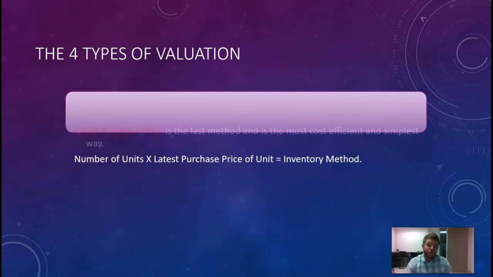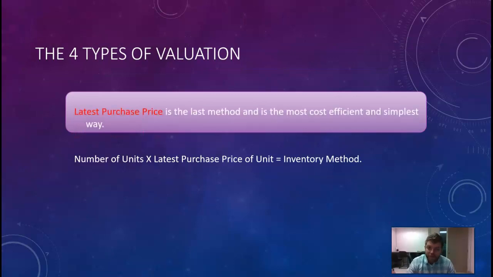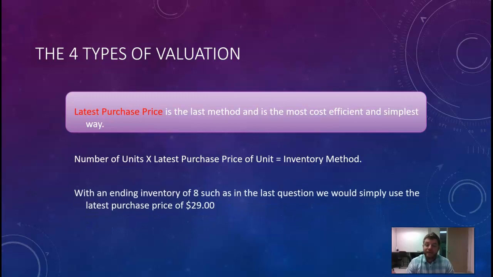And then we have another one, which is probably the most commonly used valuation method, which is the latest purchase price. So what we do is look at the ending inventory. Let's say we have 8 left. And now we just use the latest purchase price, which is $29. So 8 bottles times $29 is $232, and per bottle, $29.